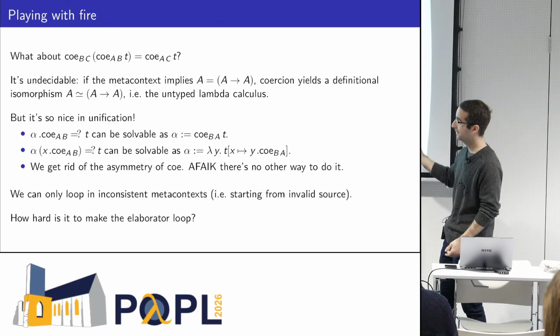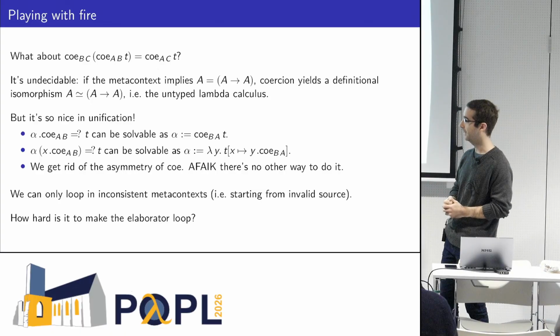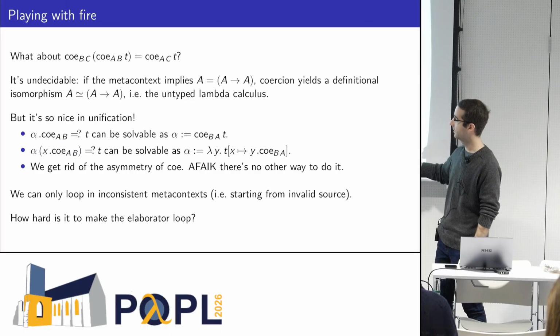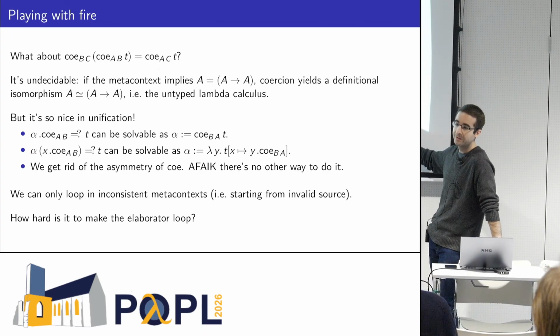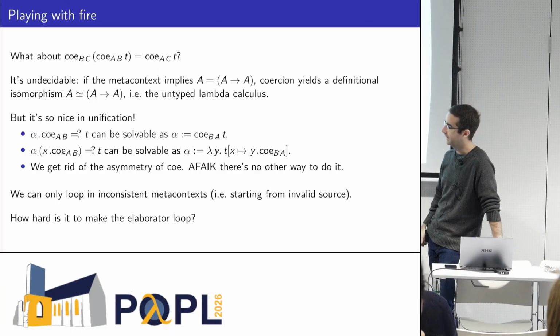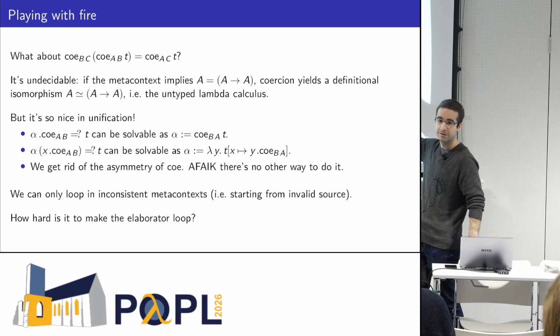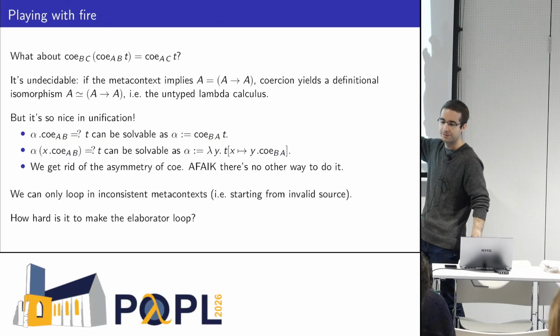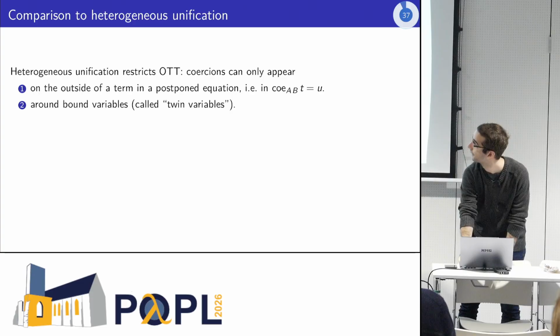And the question is, is it good? Unfortunately, I don't yet have demos, but this is an interesting question. But a thing to note is that we can only loop if the meta context is inconsistent. So we can only loop if your program actually cannot be type checked anyway. And then how hard is it to make the elaborator loop? I think it would be a fun exercise, because the source language has no coercions, so the language user has to write the terms which generate the unification constraints which will become inconsistent.